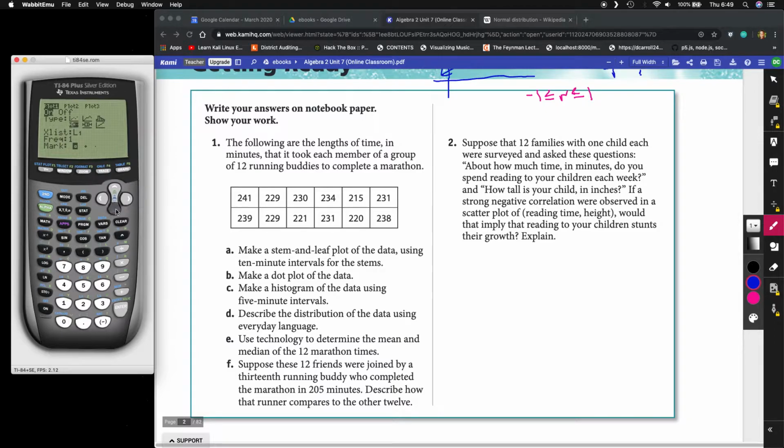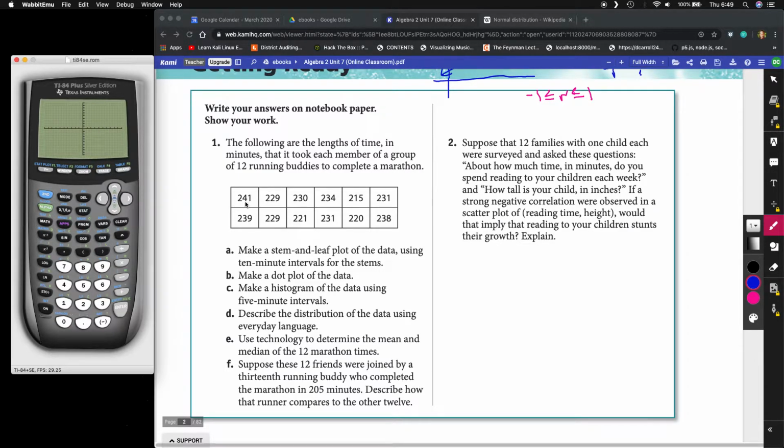We're going to say which list of data we're using, which is list 1. That's where I put my data. Frequency, usually just leave that as 1, and mark, you can choose whatever marks you want. And I'll hit graph and nothing pops up. Well, why does nothing pop up? Because this graph actually is turned on and it is in the graph. It's just that my window is not in the right spot.